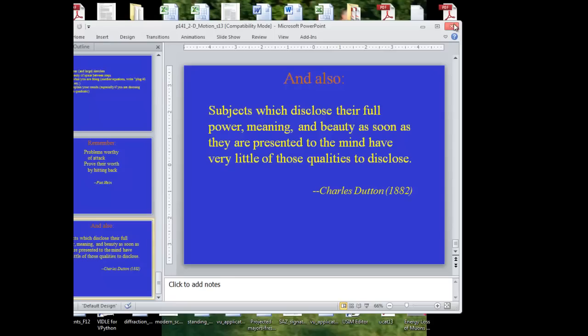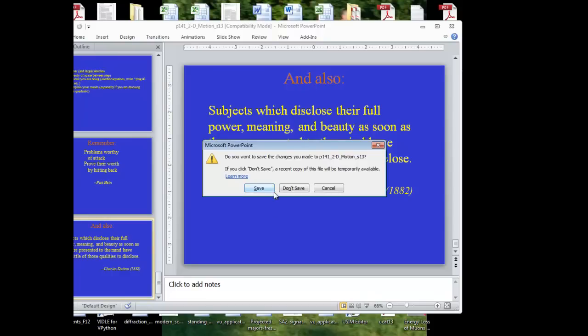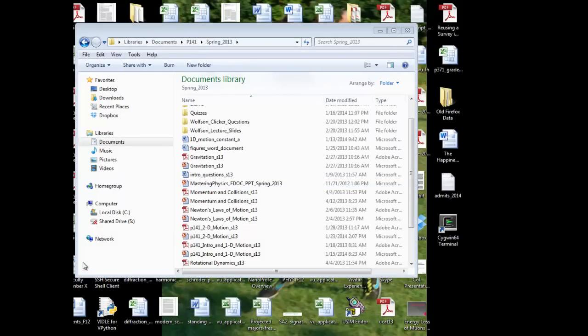All right, now we're going to move on to talk about information from Chapter 4. We're dealing with Newton's laws of motion.